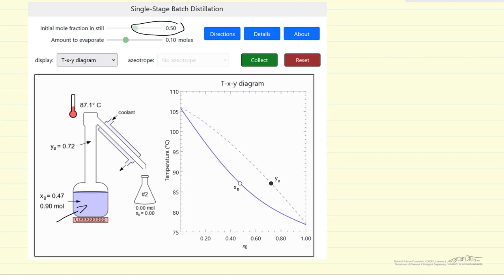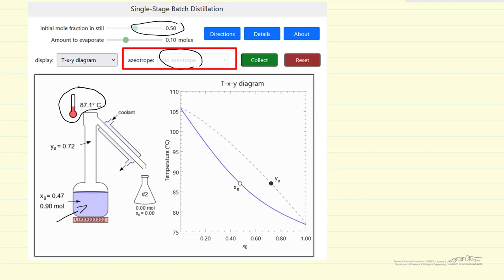on the Txy diagram, where we can see how the temperature changes, and the temperature is displayed directly on the still also. The idea is that we collect in this flask a mixture that has a higher mole fraction of the more volatile component than that which is in the still. You'll notice, a little faint to see, that we have no azeotrope for this particular case. We're just looking at an ideal solution, but we can also select azeotrope. So let's look at the simulation and observe the behavior as we collect samples.